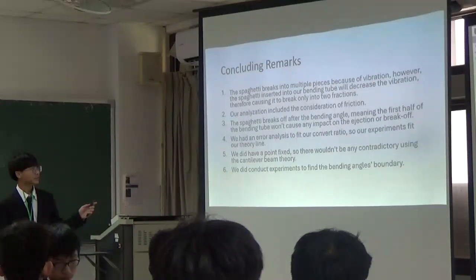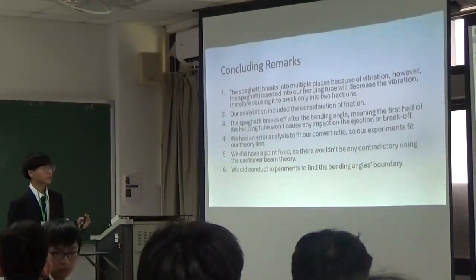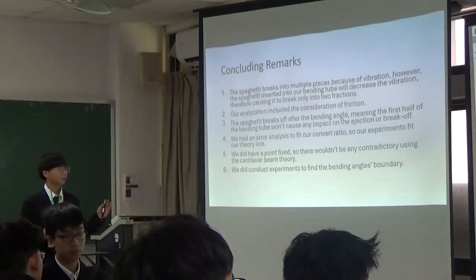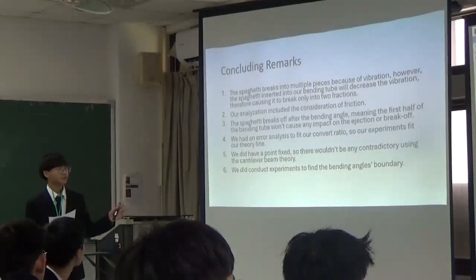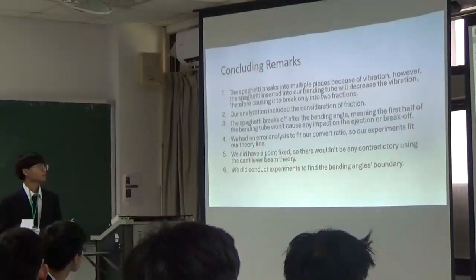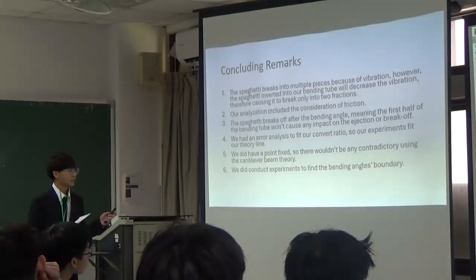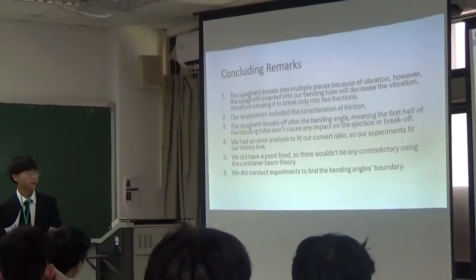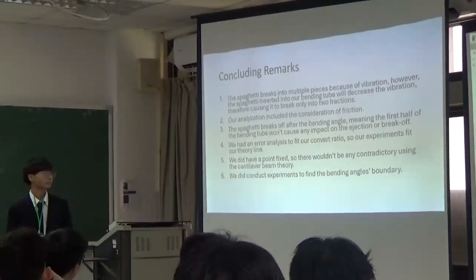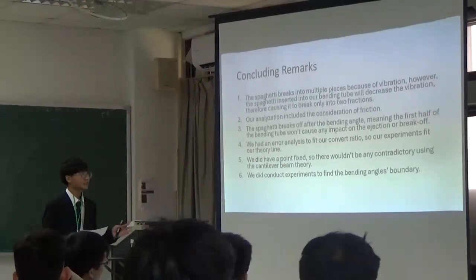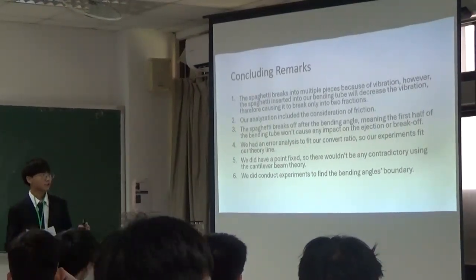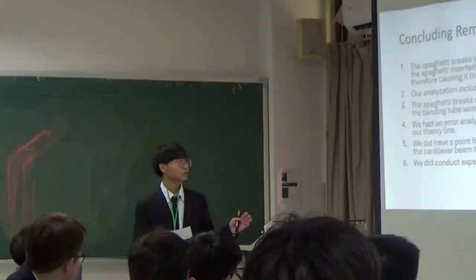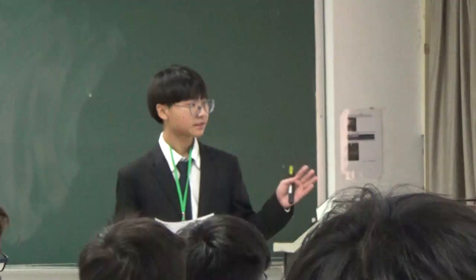And the third is the spaghetti breaks off after the bending angles, meaning the first half of the bending tubes won't cause any impacts on the ejection or breakoff. And fourth, we had an error analysis to base our conversions, so our experiments will fit the theory line. The fifth is we did have a fixed point, so there wouldn't be any contradictions using the cantilever beam theories.